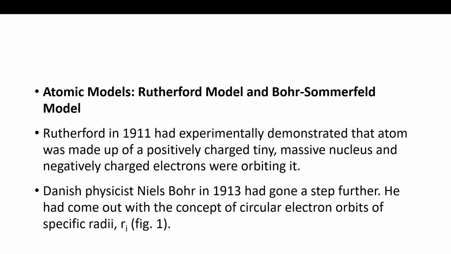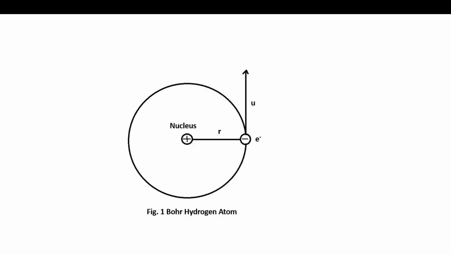Niels Henrik David Bohr in 1913 had gone a step forward. He had come out with the concept of circular electron orbits of specific radii, as shown in figure 1. Figure 1, circular electron movement path. The central part is the nucleus. Electrons are orbiting it. u is the tangential velocity. r is the radius of the first orbit.